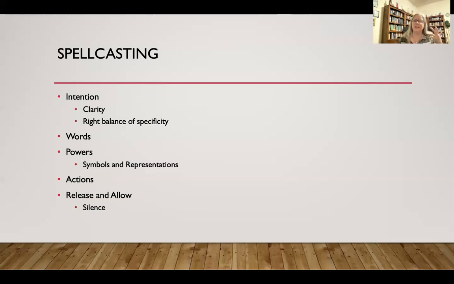So these are some of the basic steps, and there's lots of different ways of doing it. So first of all, there's the intention, and I'm going to go through this in a little bit more depth in the praxis. But the intention, you want to be sure that you have sufficient clarity on what it is that you really want. And sometimes that can be really hard.